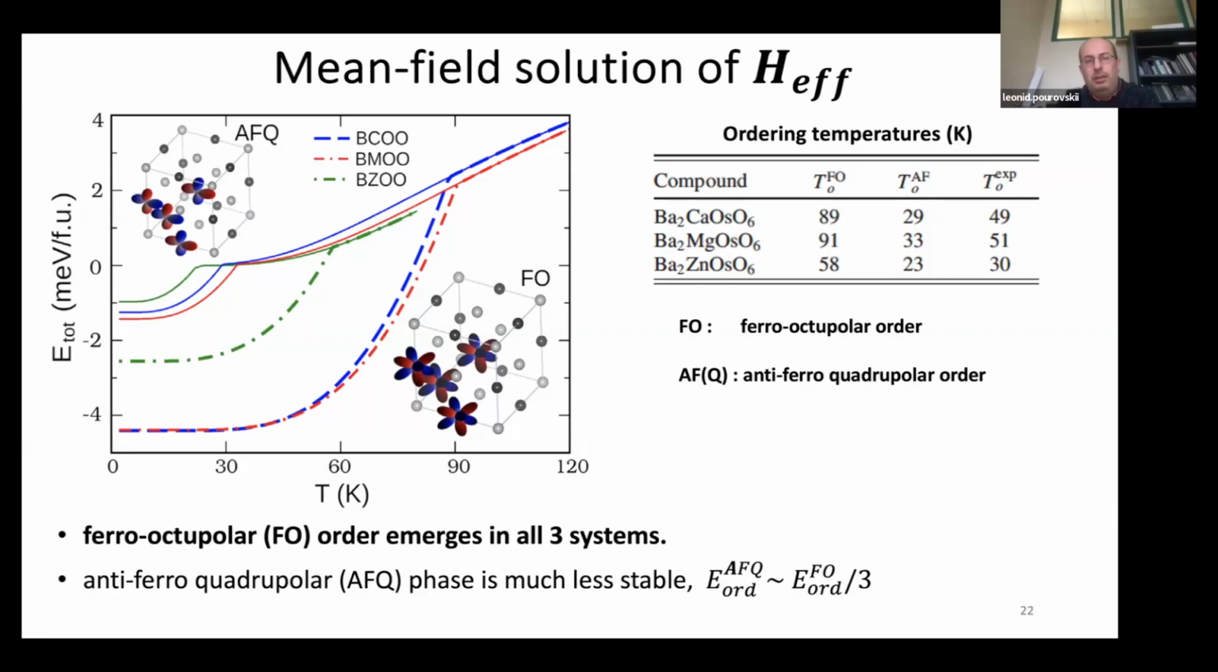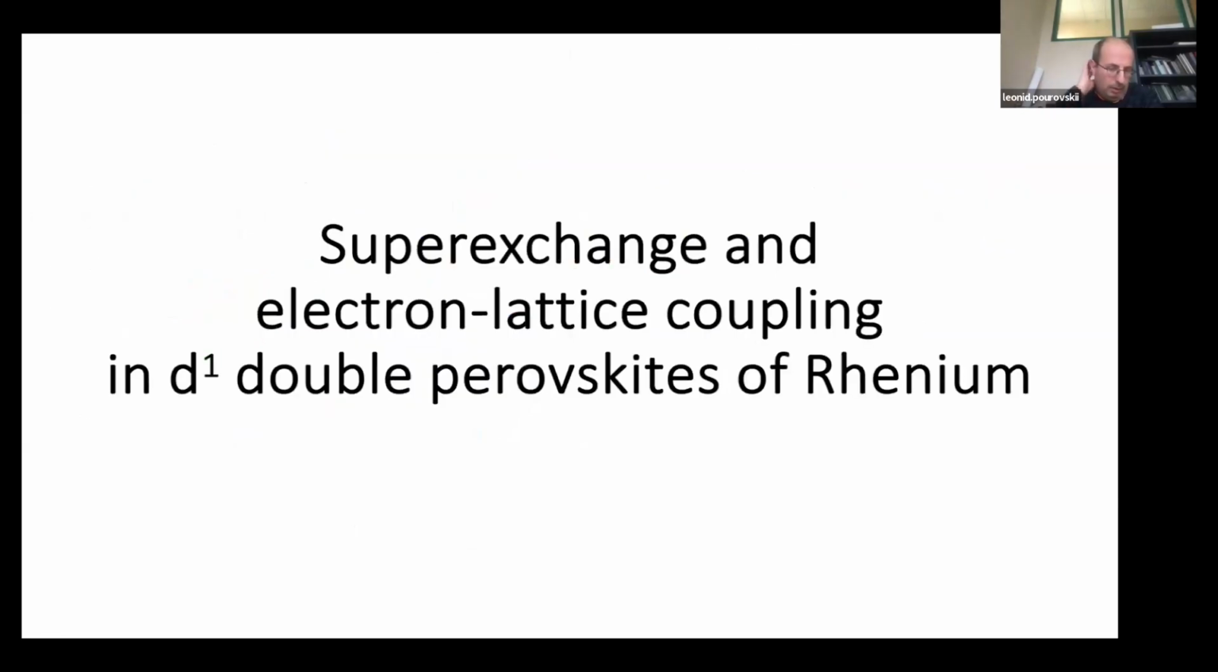Of course, there is a question whether electron-lattice effects will be important for these compounds, because quadrupoles can couple to the lattice, and this can again lower the energy of this antiferro quadrupolar order, and this we didn't verify. So now I'm turning to the last set of materials I'm going to discuss, and exactly I'm turning to the question of how we can consider together superexchange and electron-lattice coupling within the same framework.